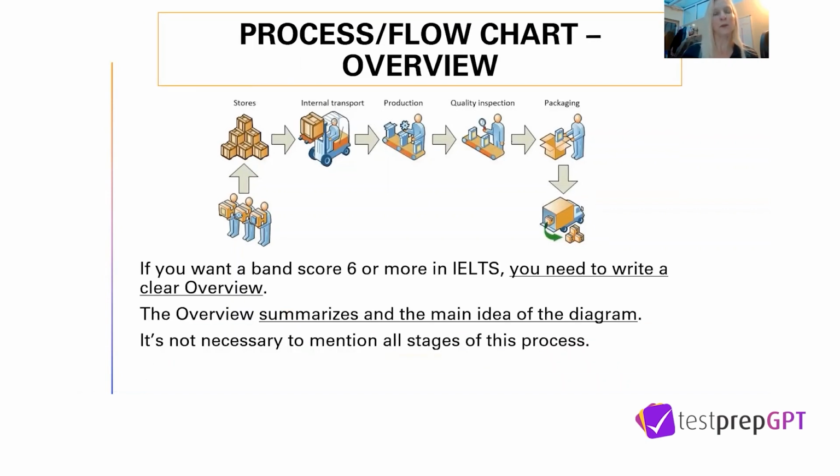Now, the overview is very important. It's the second paragraph of your text. And if you want to achieve a minimum of band score 6, you must include the overview. This is essential for boosting your score in IELTS Writing Task 1. So you need to write a clear overview which summarizes the main ideas of the diagram. And in your summary, you don't have to mention details, you're giving a summary.